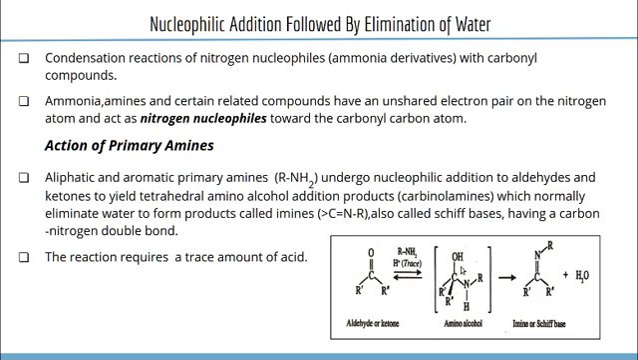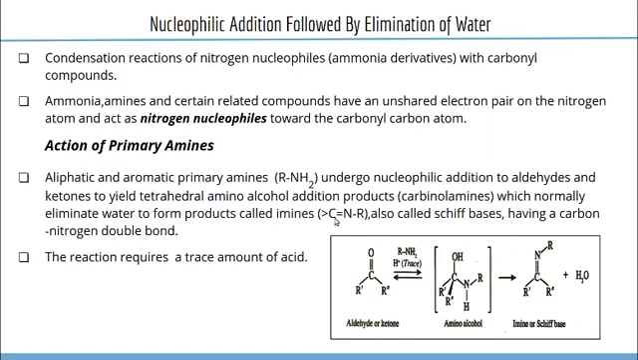Then water elimination occurs from this structure. That means OH from here and H from here combine and are eliminated as water, and we will get a double bond here, C double bond N. These are important compounds known as imines or Schiff bases. So what are Schiff bases? They are condensation products of an aldehyde or ketone with a primary amine. First we will get addition products, which normally eliminate water to form products called imines.